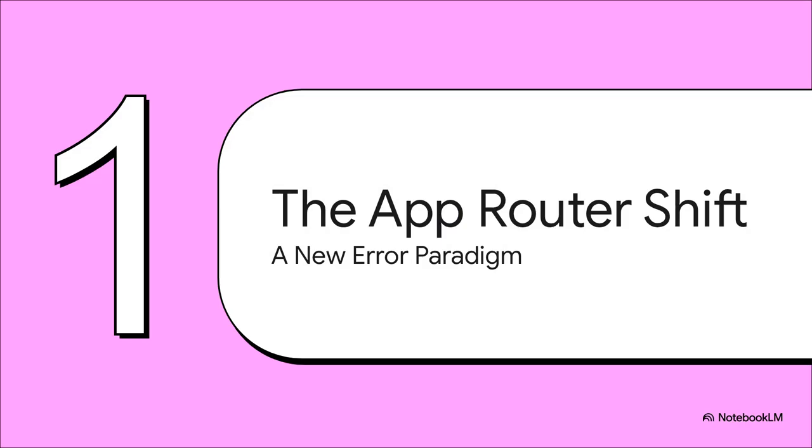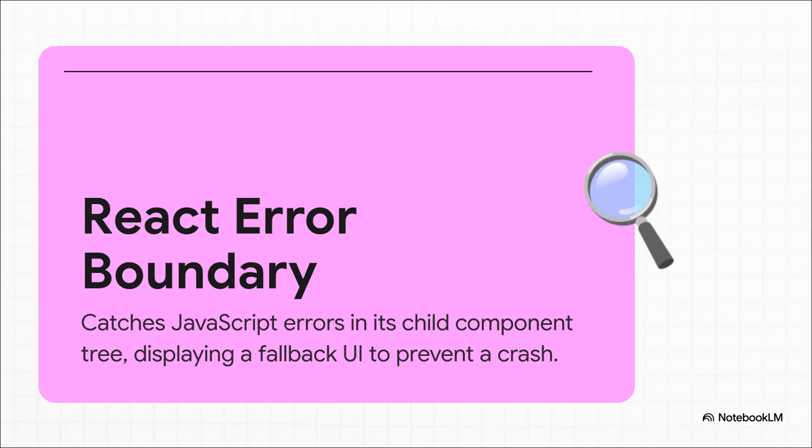So first, let's get some context here. The shift to the app router in Next.js 13 was, and I mean this, a massive paradigm change. It completely introduced a new file-based architecture that redefines how we think about and handle errors. Now, the core piece of tech that makes all this possible is the React error boundary. And this isn't even a Next.js thing. It's a fundamental concept in React itself.